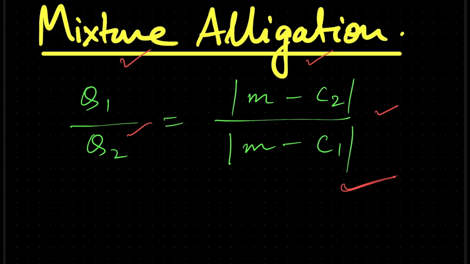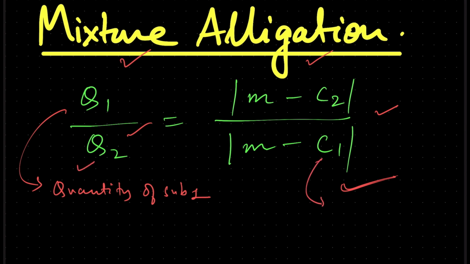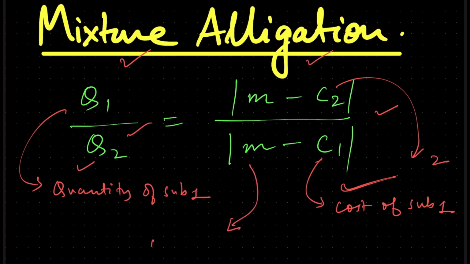So what is Q1 here? So Q1 is the quantity of substance 1. Similarly, Q2 is the quantity of substance 2. What is C1? It is the cost of substance 1. And C2, similarly, it is the cost of substance 2. M, what is M? So M is the cost of the final mixture.